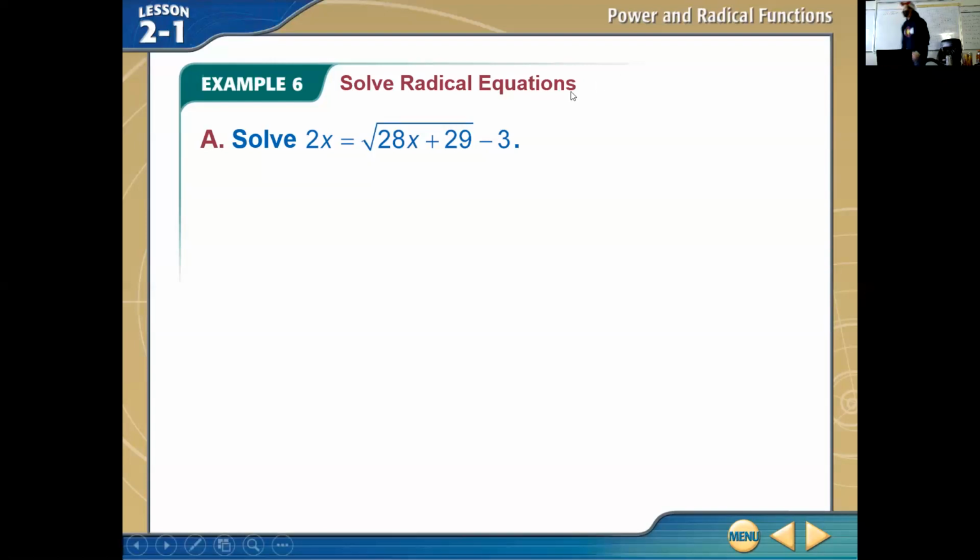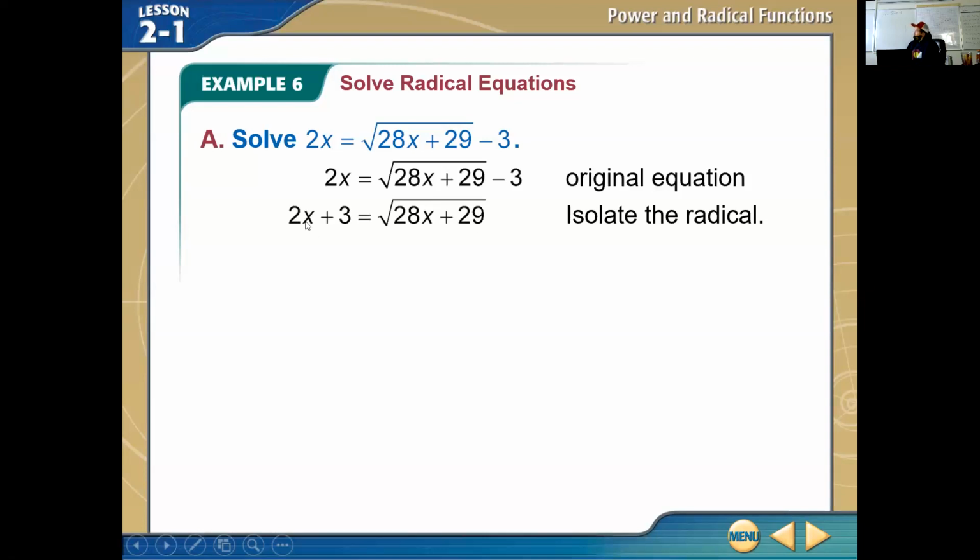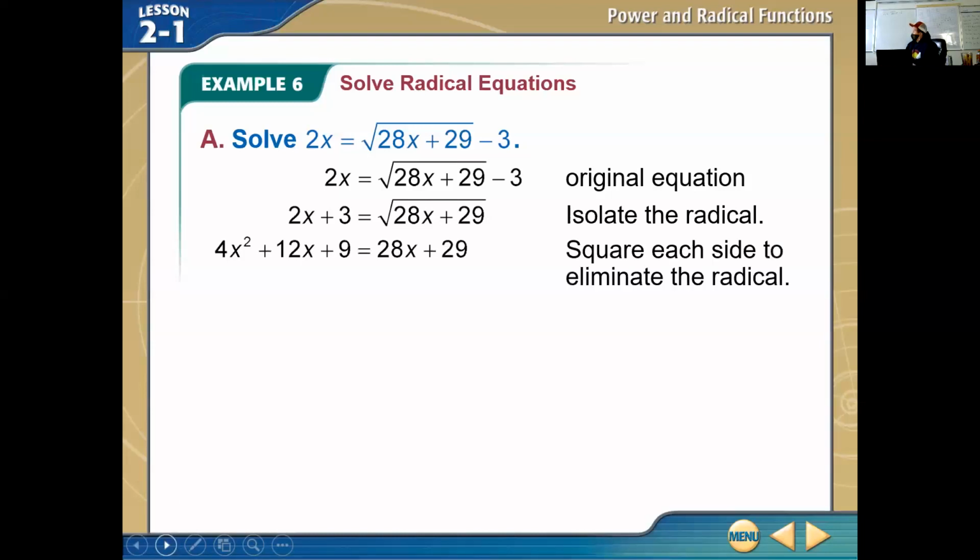So the first thing, I'm just going to do it off the slides. The first thing that we want to do is isolate this radical. So we want to bring this minus 3 to this side so that we just have the radical by itself here. So step one, we isolate the radical. They added 3 to both sides. They're left with 2x plus 3 on one side and the square root of 28x plus 29 on the other side. At this point, they square both sides to remove the radical.